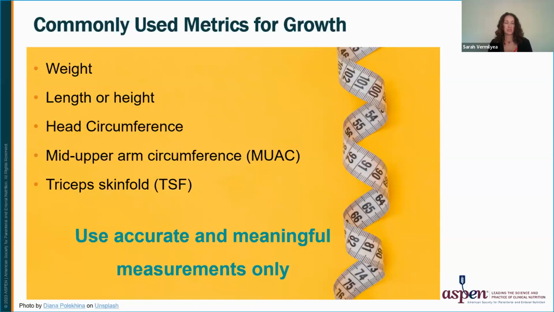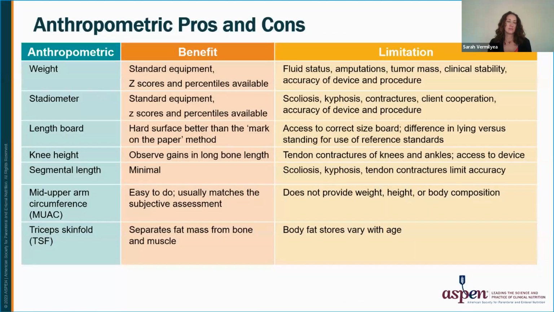In my population, a lot of times a length or a height measurement that's accurate and meaningful is not possible. We have lots of people with scoliosis, kyphosis, tendon contractures, so I'm unable to get any measurement that is meaningful. And instead of putting down a number that maybe I get with a tape measure on a segmental type measurement, I'm actually going to just write why the measurement is not effective or helpful. This table speaks towards some of the benefits and limitations of the anthropometric measures.